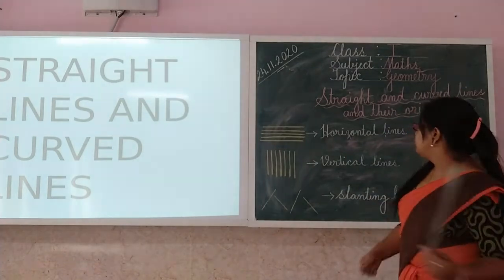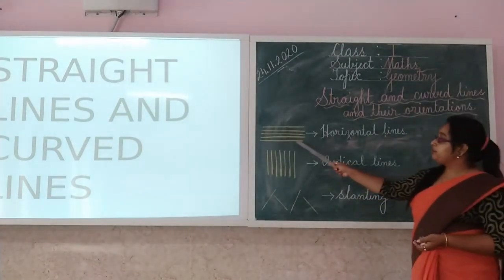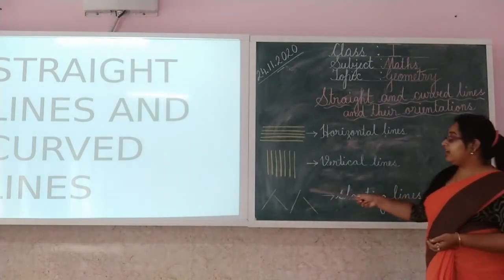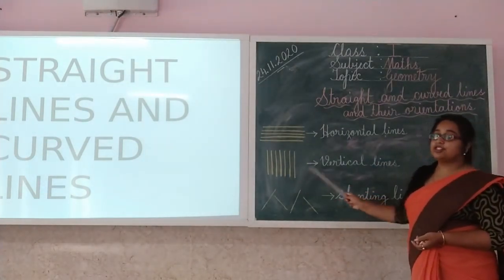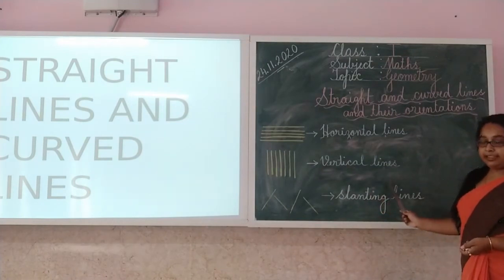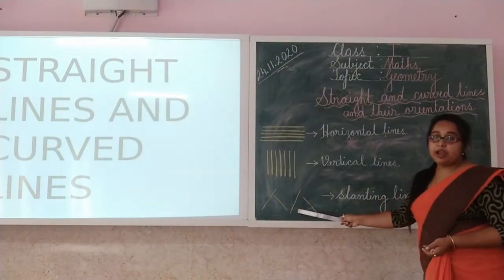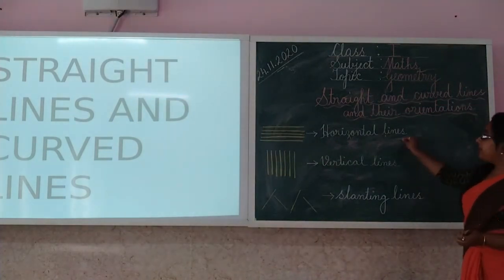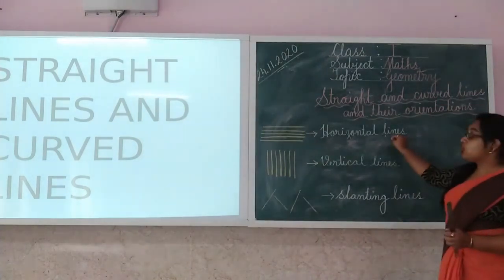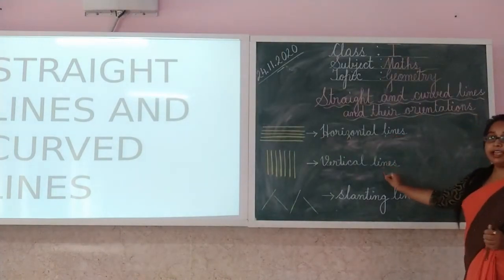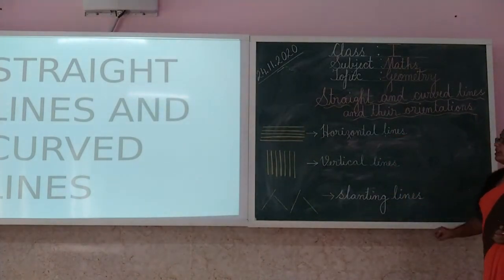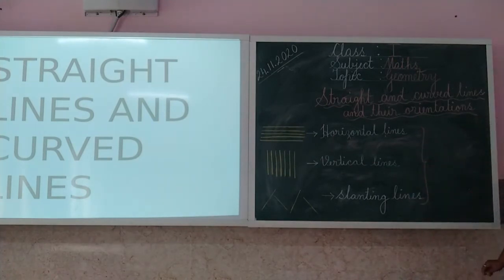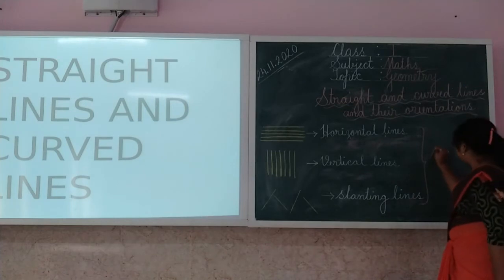Okay? See the first one, it is called horizontal lines. Okay? The next type of line, it is called vertical lines. And the last one, it is called slanting lines. All these various types of lines, that is horizontal lines, vertical lines and slanting lines, all come under the category of straight lines.